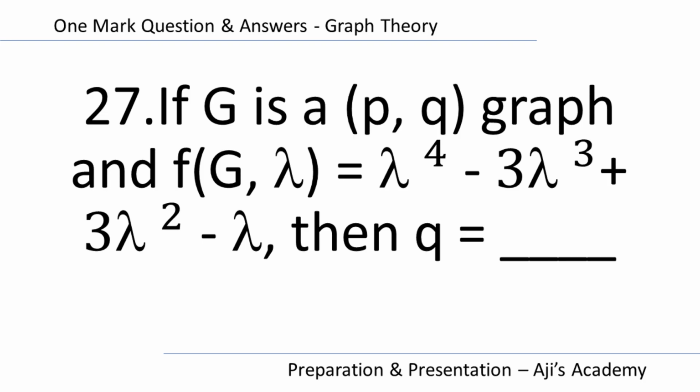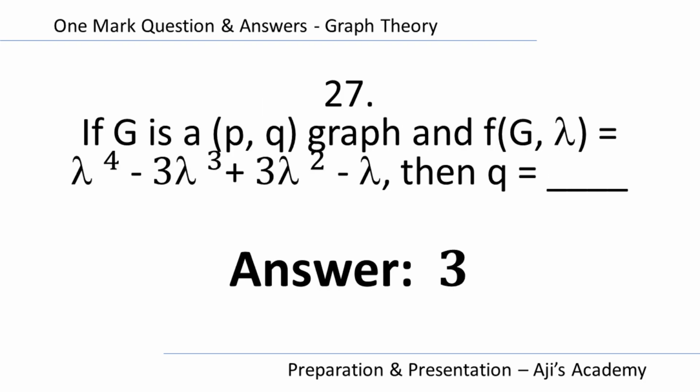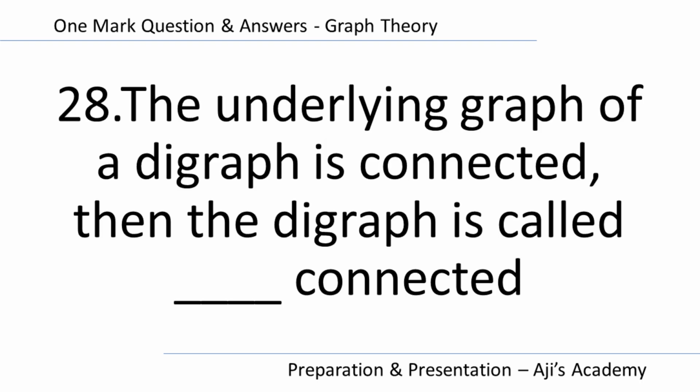suppose here degree 4 is given, then take the third degree term and find its coefficient in the given polynomial. So here minus 3 is the coefficient of the third degree term, and here the number of edges is 3. So we are removing the negative sign, and the number of edges is minus the coefficient of the third degree term. Answer is 3.